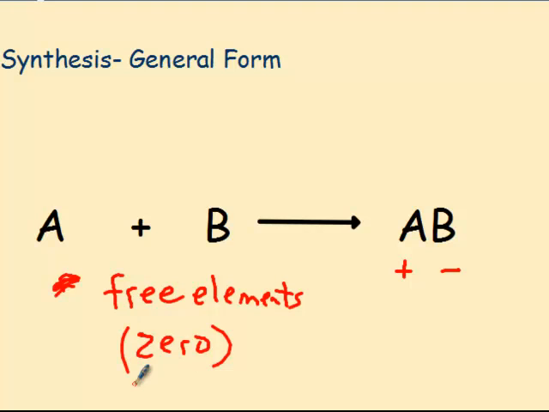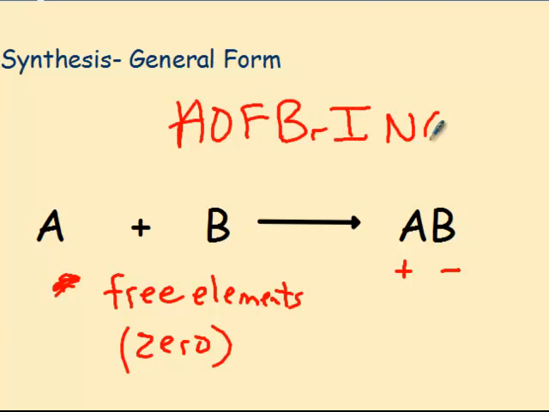So if they are a Hofbrinkel, then there will be two of them. If not, then they're just single elements. So hydrogen, oxygen, fluorine, bromine, iodine, nitrogen, and chlorine.